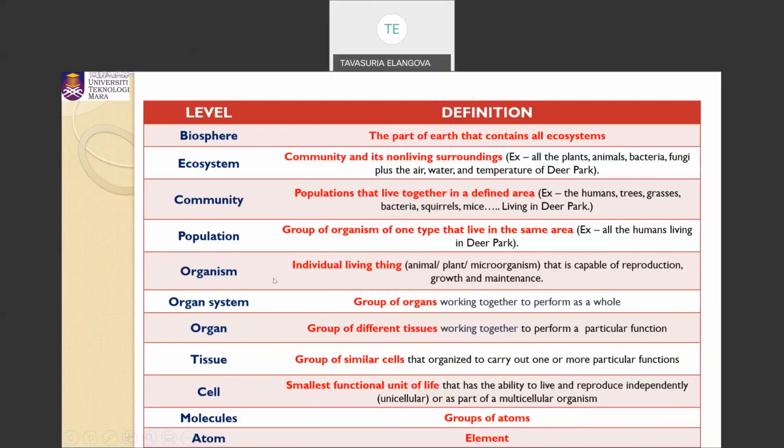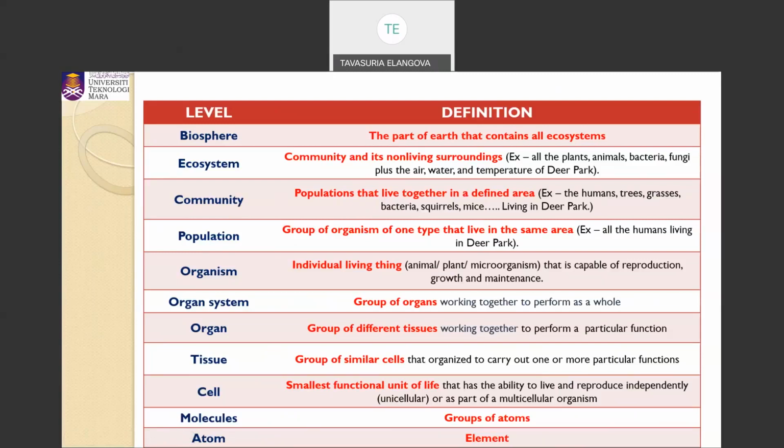And then a group of organisms or a group of similar species makes up the population, which lives in the same area. For example, all the humans living in a particular area. Then the next level is community. Community means different populations that live together in a defined area. For example, in one particular area, there can be a human population, trees, grasses, and also other populations.